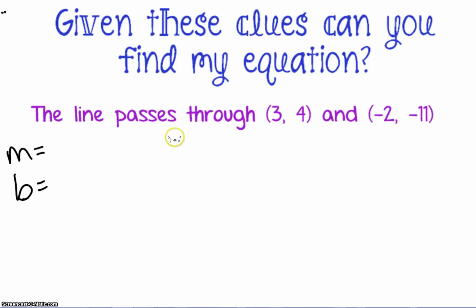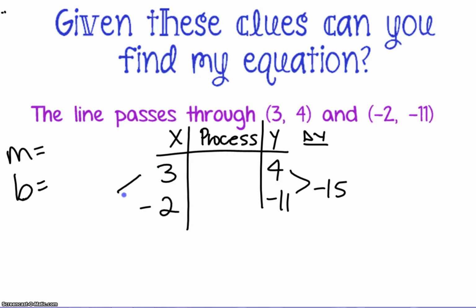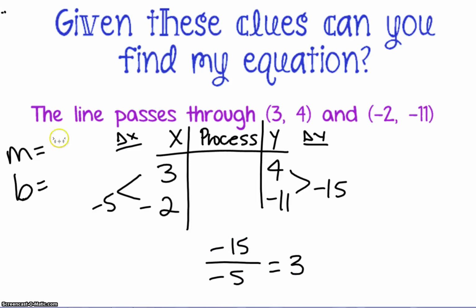So make a table, x and y. Plug in your points. Find your slope. How do you get from 4 to -11? That would be -15. And how do you get from 3 to -2? That would be -5. So to find slope, you do change in y over change in x. So -15 divided by -5 is 3. So our slope for our equation is 3.